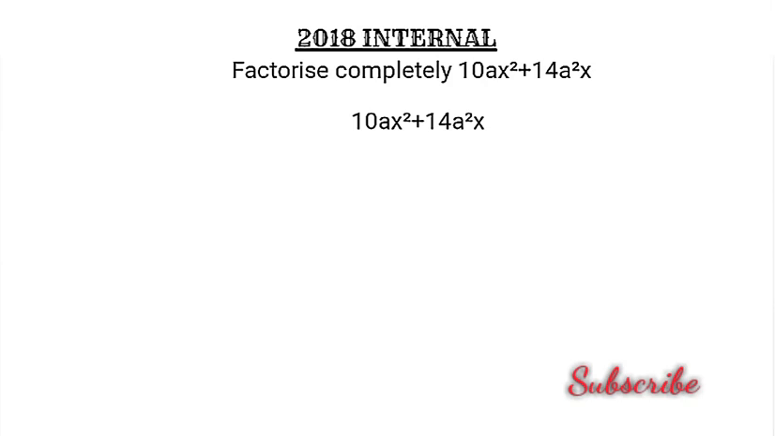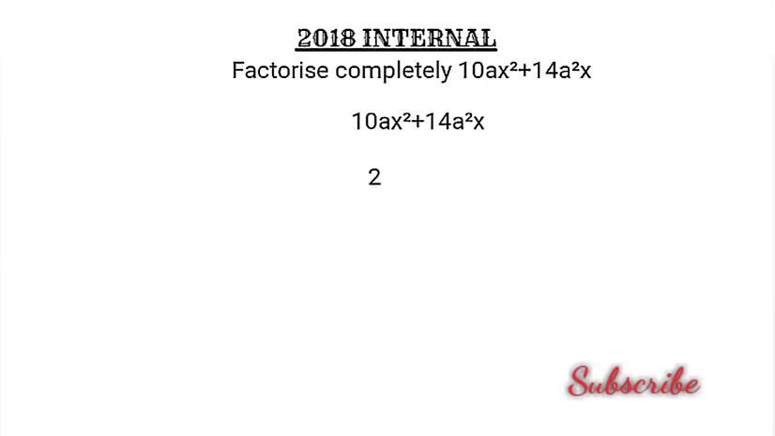Okay, so the first thing we're going to do is we are going to focus only on numbers. We'll ignore a bit the variables, that is a and x. Okay, so now let's see what number can go into 10 and 14. What is the greatest common factor of 10 and 14, or the highest factor of 10 and 14? So the number that can go into 10 and 14 is 2. Okay, that's the greatest factor. So we're going to write 2 there.